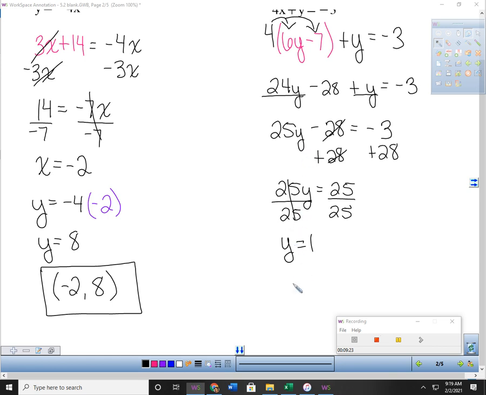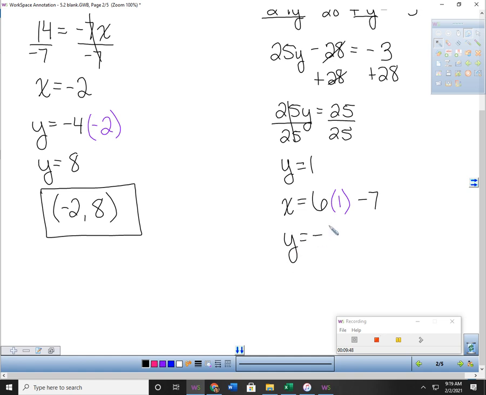So I've got x equals 6, and then I'm going to plug in my y value of 1, so 6 times 1 minus 7. That gives me an x value of negative 1. So my point of intersection is, x value of negative 1, sorry, I'm doing what I told y'all not to do. All right, so my x value is -1, and my y value is 1. So these two lines would cross at the point -1, 1.